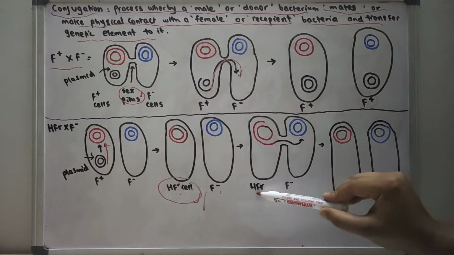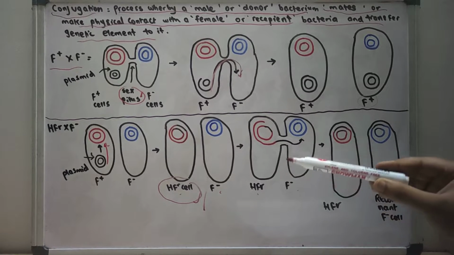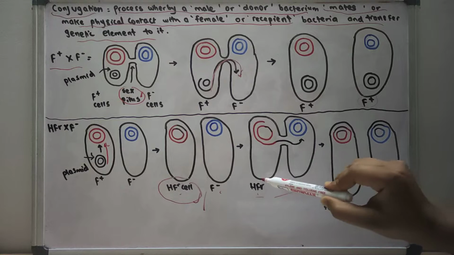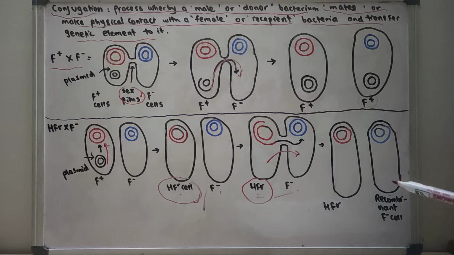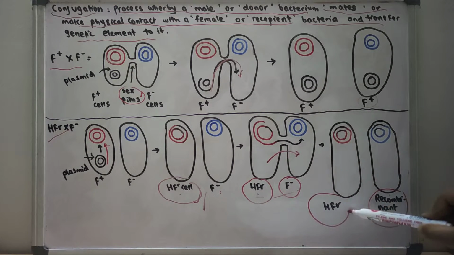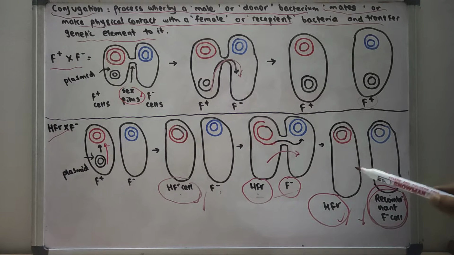The HFR cell and the F minus cell conjugate with each other. There is a bridge between the F minus and the HFR cell, and the genetic material of the HFR cell goes towards the F minus cell and gets incorporated into it, so that it becomes a recombinant F minus cell. So at the end of the HFR and F minus conjugation, we have two cells: one is the HFR cell and another is the recombinant F minus cell. This is the significance of conjugation. We get entirely new bacteria in the HFR and F minus conjugation.